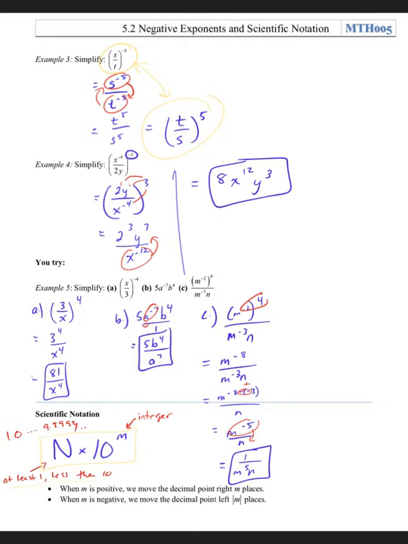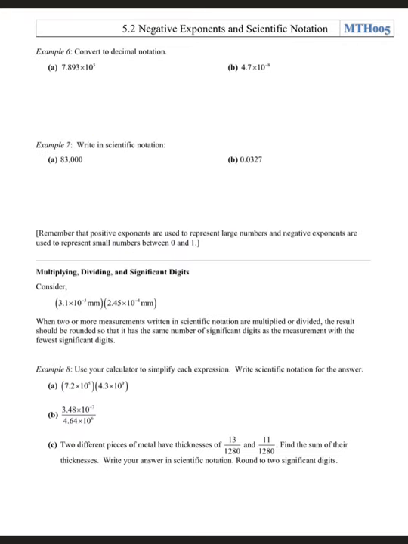N, at least 1 and less than 10. M has to be an integer. When m is positive, it takes a decimal and moves it to the right m places. When m is negative, it moves the decimal to the left. So let's go ahead and look at some examples here.